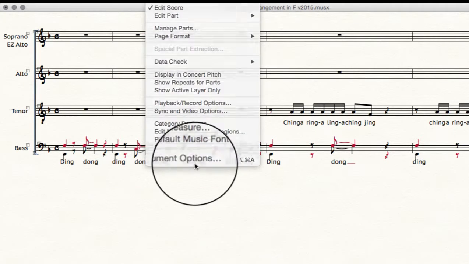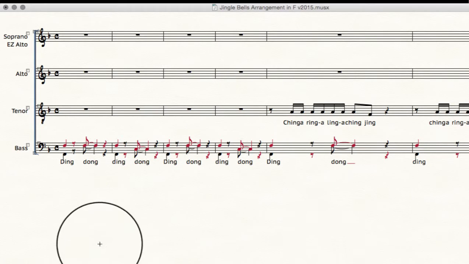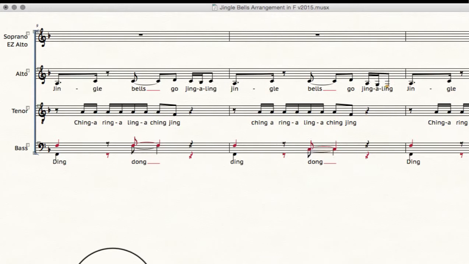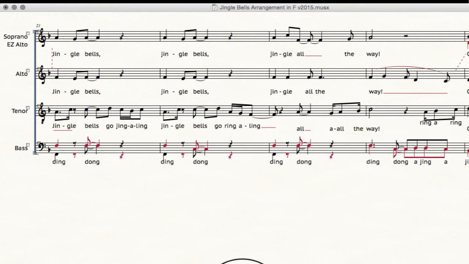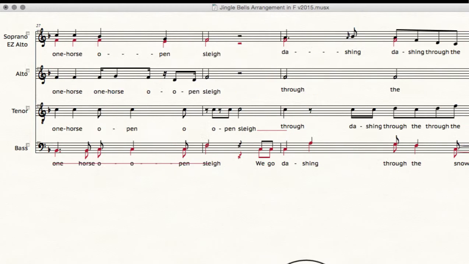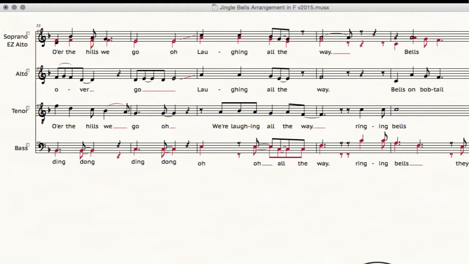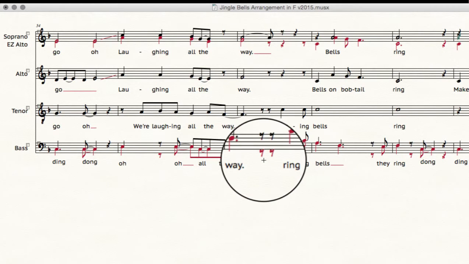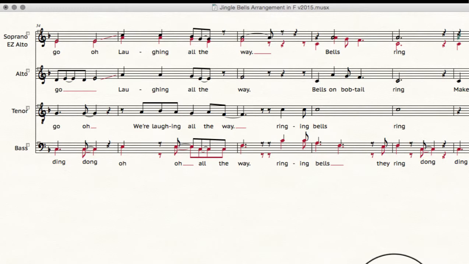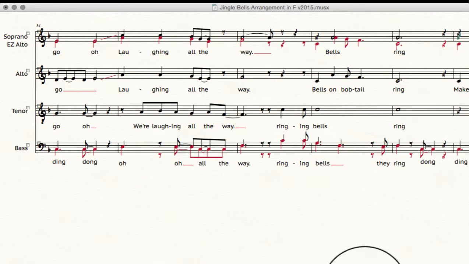I'm going to go to document options, layers, and I'm going to say three steps. It seems cohesive, it's readable. I mean, maybe I'd want the bottom ones a little bit higher, but it's a legible score. So basically that's base one and that's base two. Your eyes can go all the way down there to look for your... I would kind of want it to be centered up a little bit higher.